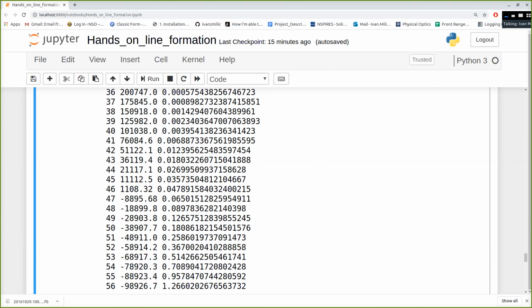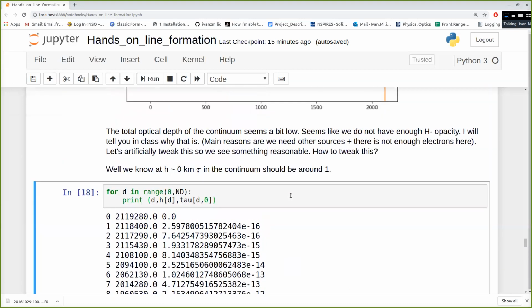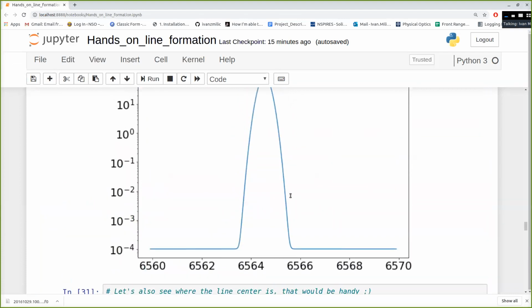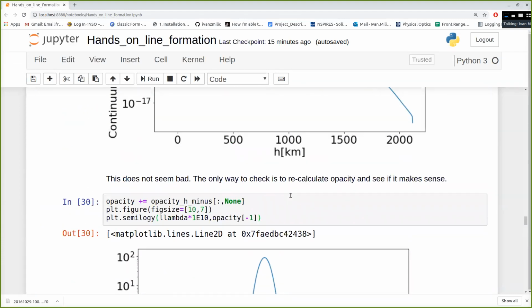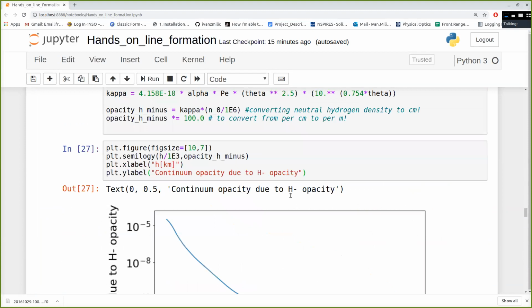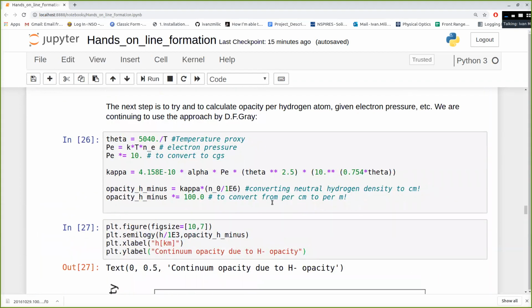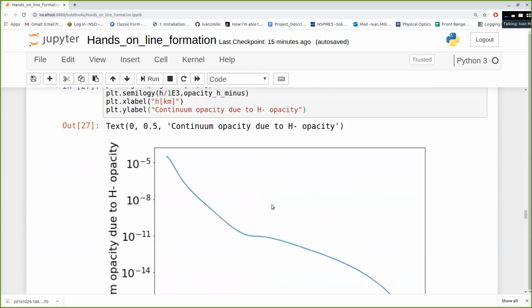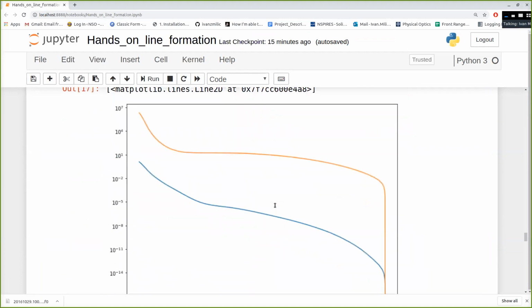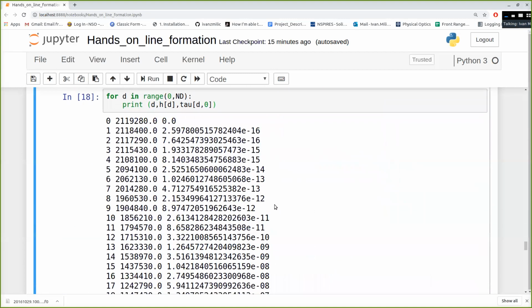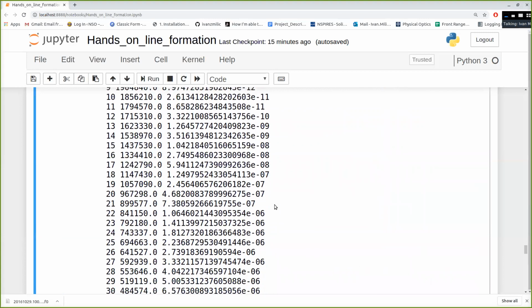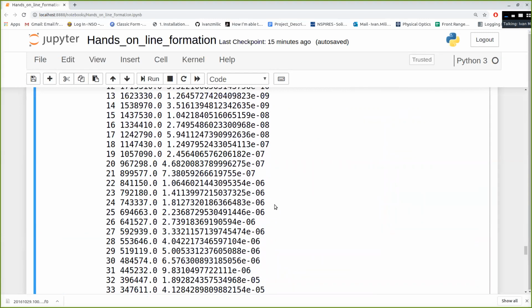Okay, so this one is not very trivial. It's actually very subtle. So I'm not going to torture you. I'm going to give you the answer. Electron scattering is important in very high layers. We don't have to look at the equation, but you can go back and take a look at it. H minus opacity comes from the neutral ion of hydrogen. In order for the neutral ion of hydrogen to exist, we need to have electrons.